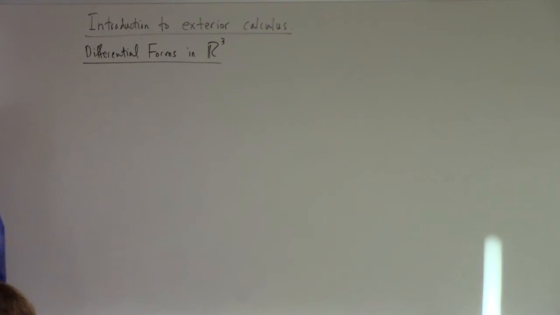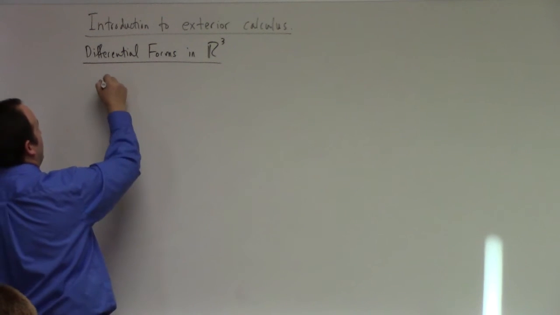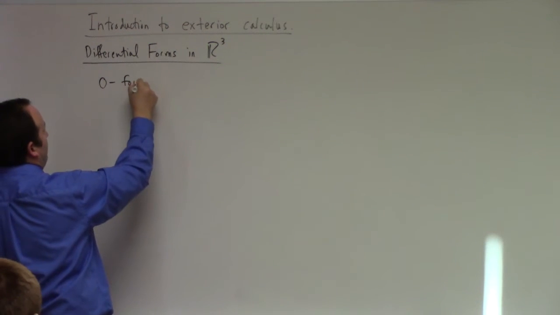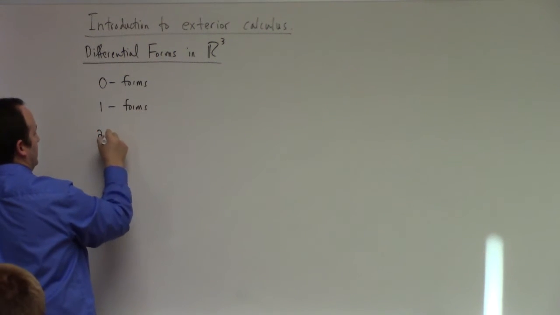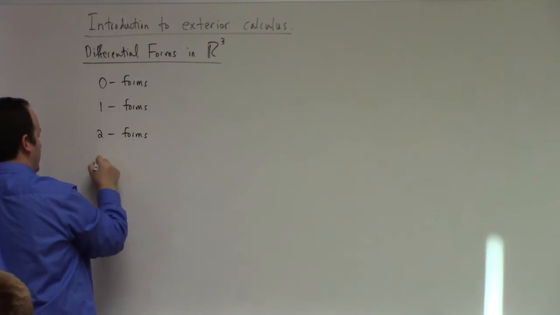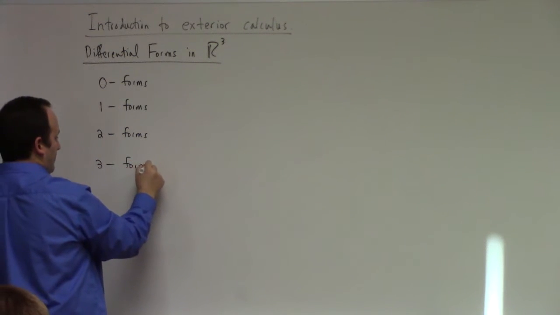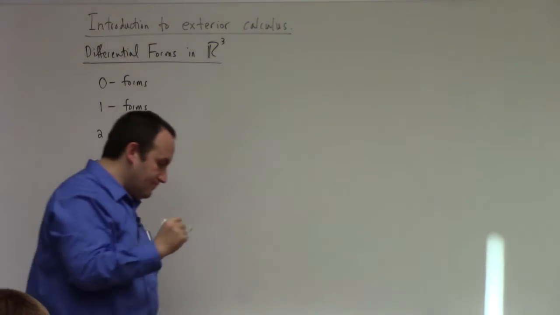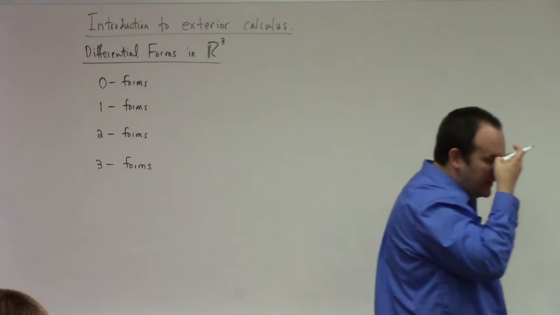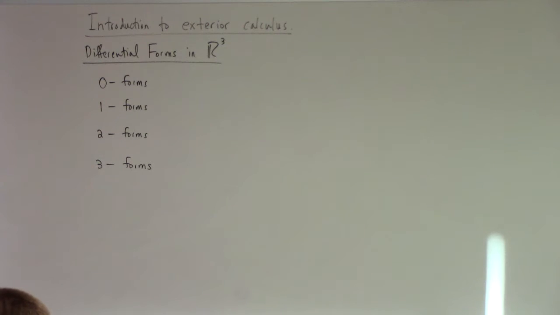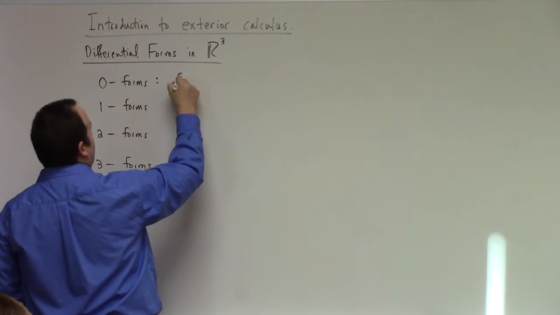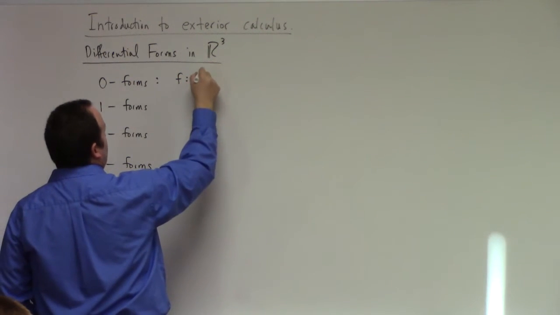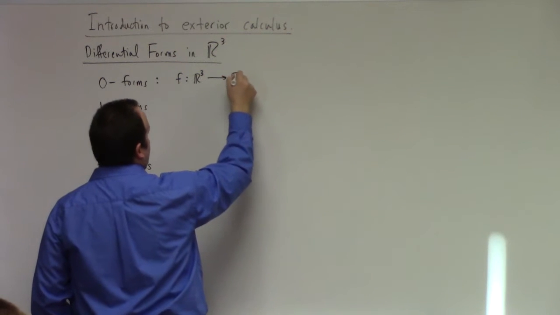So what kind of differential forms are there in R3? Turns out there are just four kinds. You've got zero forms, you've got one forms, you've got two forms, and you have three forms. Those are your possibilities. And in reality, you've been working with these objects all along. Zero forms are just functions. So something like a function f, just a function from R3 to the reals. Plain old garden variety functions.